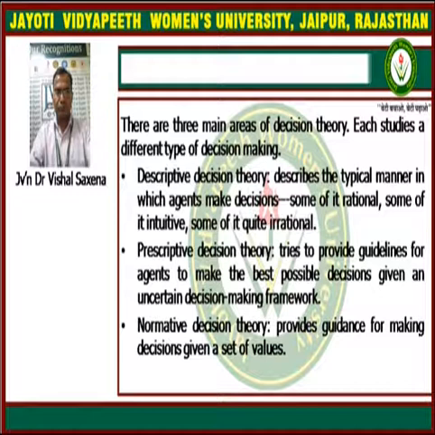Next, the prescriptive decision theory provides the guidelines for agents to make the best possible decisions given an uncertain decision making framework, while the normative decision theory provides the guidance for making decisions given a set of values.